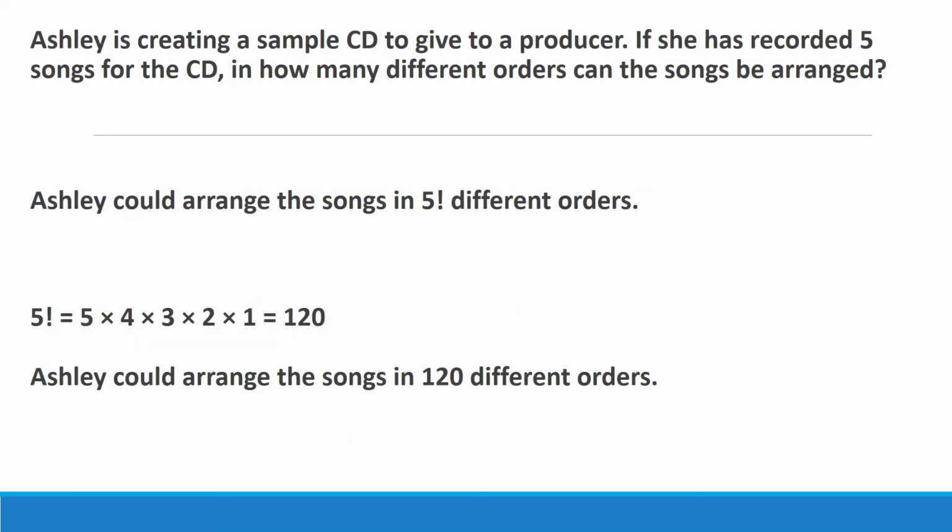One more example, suppose Ashley is creating a sample CD to give to the producer. If she has recorded 5 songs for the CD, in how many different orders can the songs be arranged? So she will use 5 factorial, right? This is the factorial. 5 multiplied by 4 multiplied by 3 multiplied by 2 multiplied by 1, which is equal to 120. So Ashley could arrange the songs in 120 different orders.